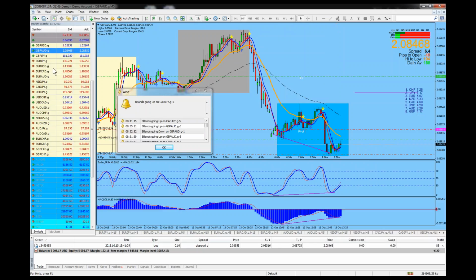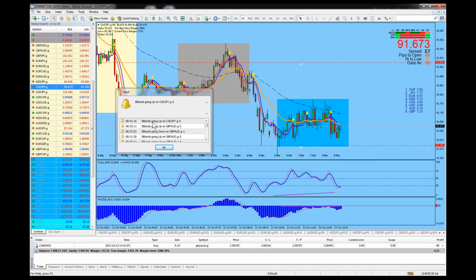Now let's go to CAD yen 5 minute, and that signal was a B band going up on CAD yen, which happened right here. But apparently price came back through the underlying average on the B bands indicator. So that's why we don't see it on the CAD yen now. If this goes up high enough, there it is. You see that? Now price has traded above that central moving average. But we need to wait for the candle to close.